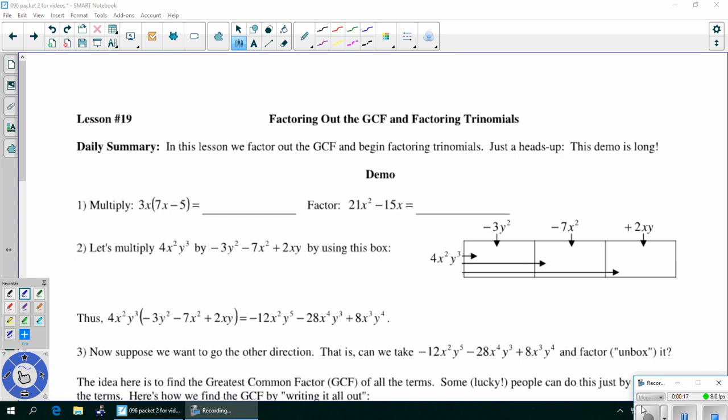Number 1, multiply 3x by 7x minus 5. We're not going to do the box like we did last class. We're just going to distribute. So this is 21x squared minus 15x.